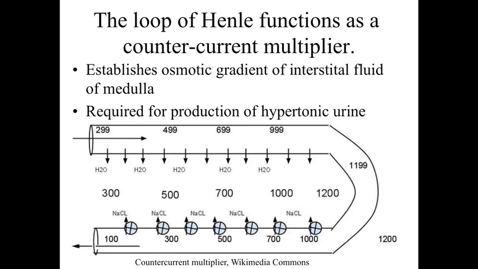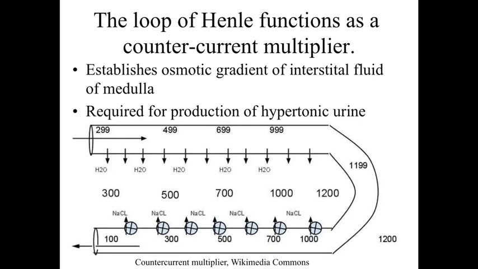Countercurrent means that we're going to have materials that are flowing in one direction and then they're going to turn around and flow back. And so again, that hairpin loop that we're looking at here, with the descending and then the ascending portions of it. And as we're going through, we can take a look at the concentrations that are present. Close to the left-hand side of the slide, we've got 300, which is roughly isotonic.